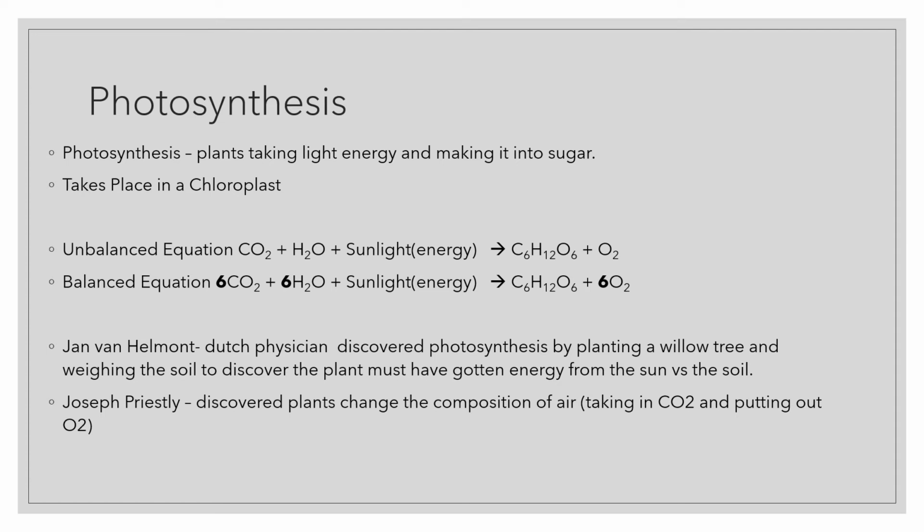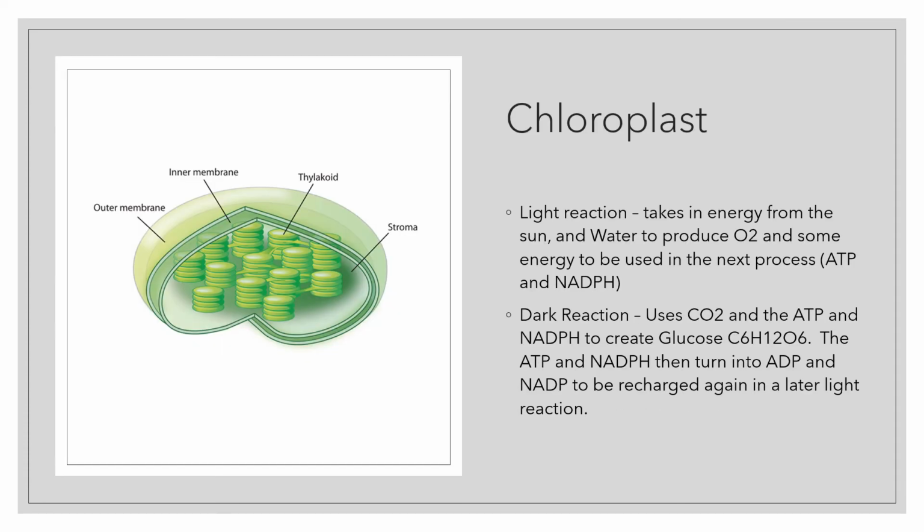Then there's a man named Joseph Priestley, and he discovered that plants change the composition of air. Okay, so taking in carbon dioxide and putting out oxygen. Kind of cool. All right, so in order for photosynthesis to happen, plant cells need to have the organelle called a chloroplast.